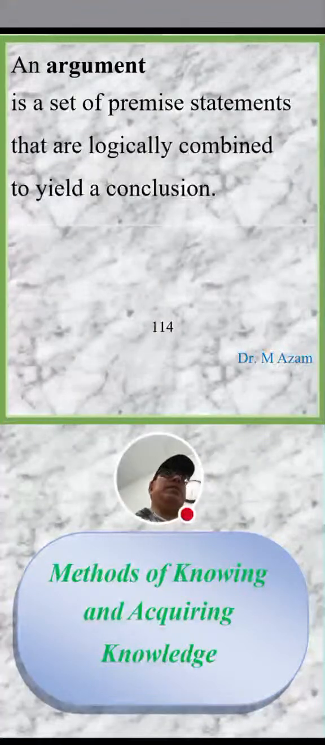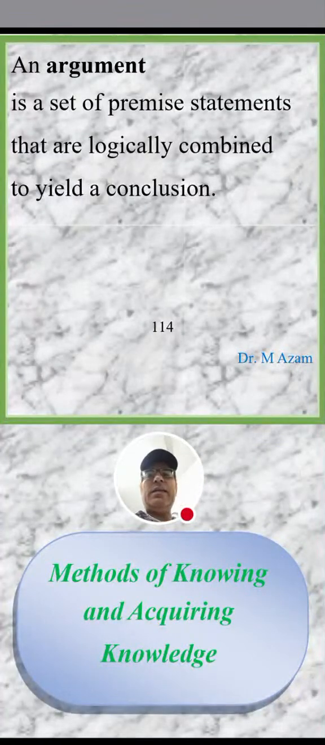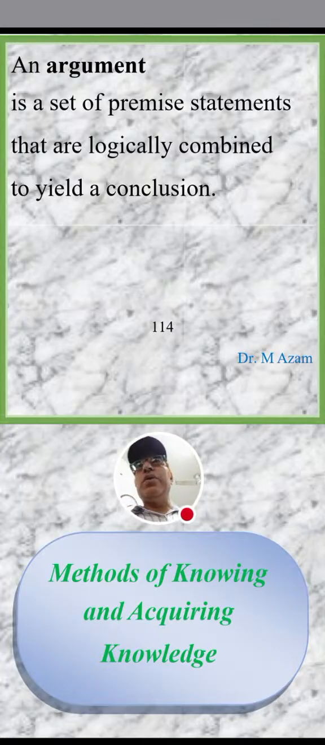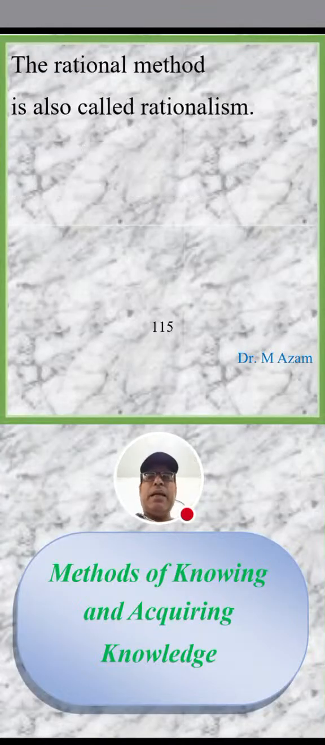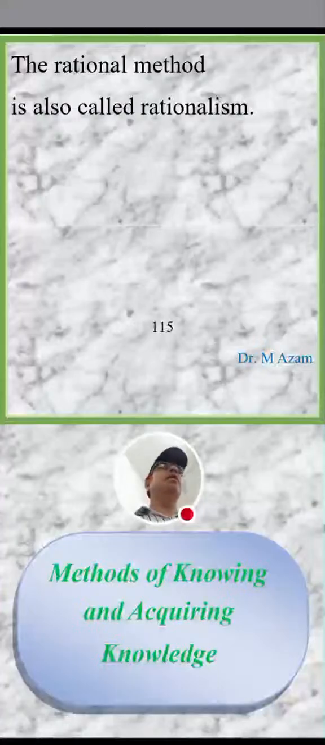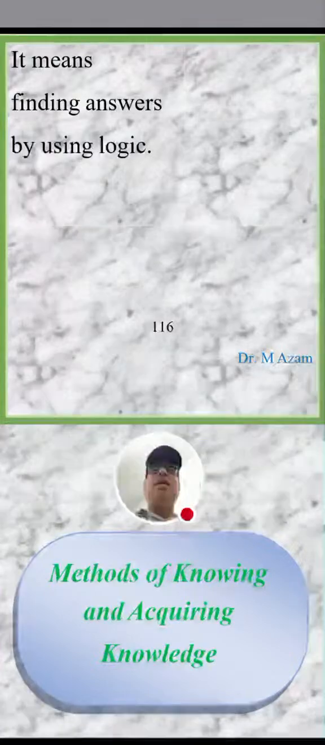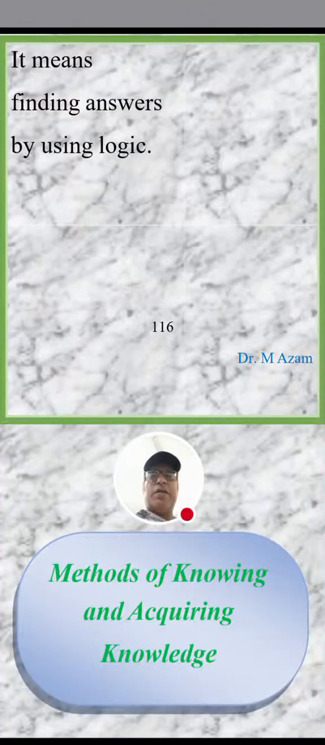What is an argument? An argument is a set of premise statements that are logically combined to yield a conclusion. It is called an argument. The rational method is also called rationalism. It means finding answers by using logic.